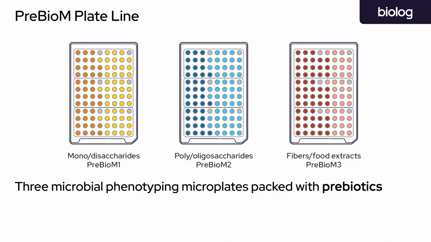So PreBioM 1 contains a mix of mono and disaccharides, PreBioM 2 contains more complex poly and oligosaccharides, and PreBioM 3 has a variety of fibers and food extracts. The plates take advantage of built-in triplicates as pictured in the plate, enabling statistical analysis in the Odin software.